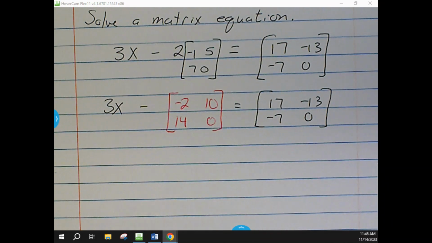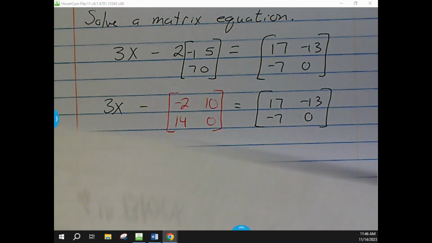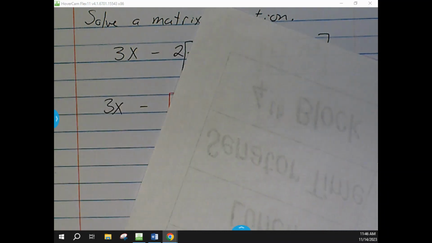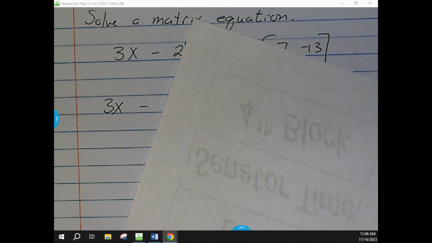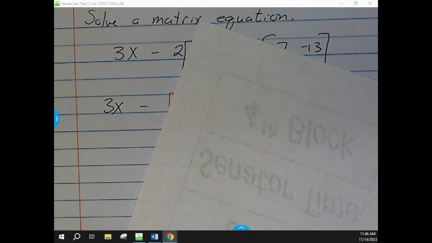Now, let me back up for just a second. If we were going to solve an equation, before we had it written out like an equation without the matrices here, if it was 3x minus 2 equals this thing over here, what would we do to solve that equation? If it's 3x minus 2, what's our next step?